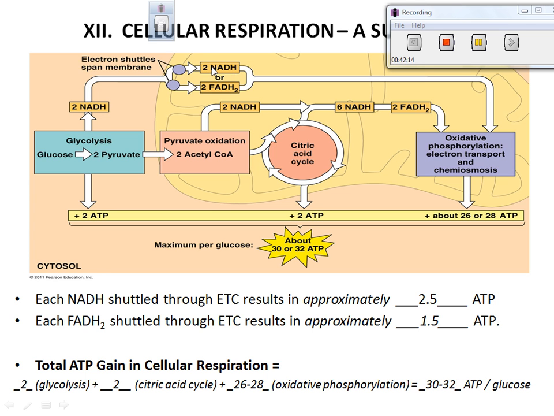So if we have 2 here, that's 4, plus 6 here, that's 10. We're going to have 10 that are supplying us with 2.5 ATP each. So it's not even a whole number. So you do the math with that.